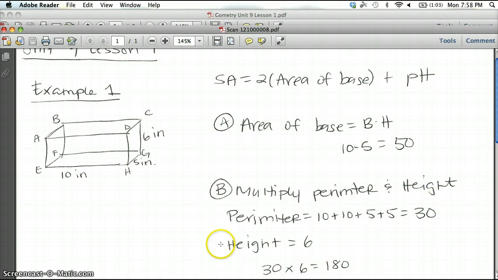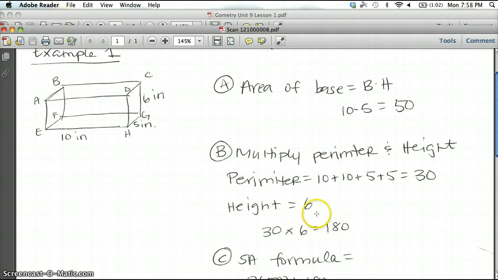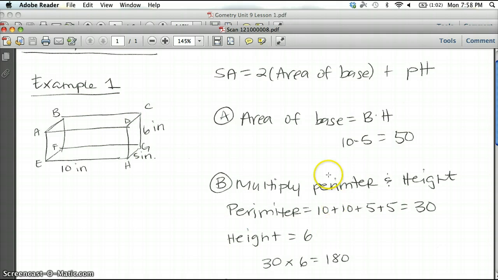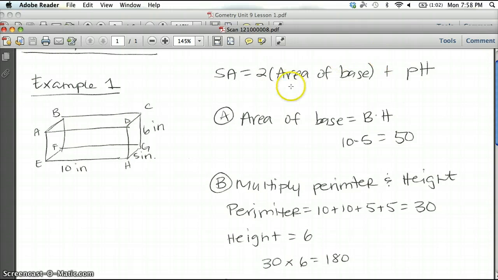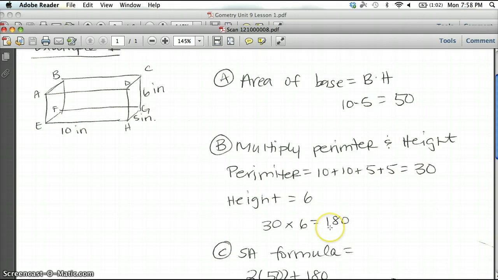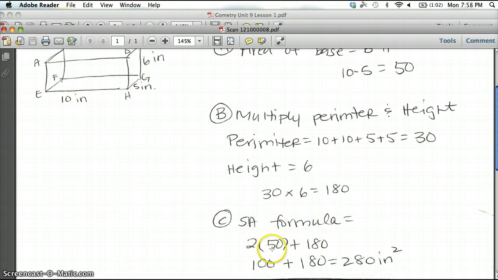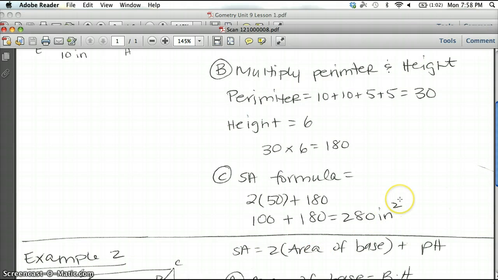And then we need to know the height of our entire figure. Now remember, it's not the height of the base, it's the height of the entire figure, which is 6. So our height is 6. Now we're going to multiply our perimeter times our height. So 30 times 6 gives us 180. And now we're going to plug it into our formula. So our surface area formula is 2 times the area of our base, which is 50, plus our perimeter times our height, which is 180. So 2 times 50 is 100, plus 180 gives us 280 inches squared.